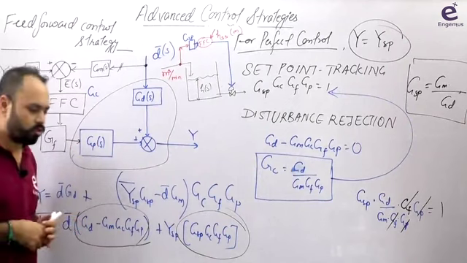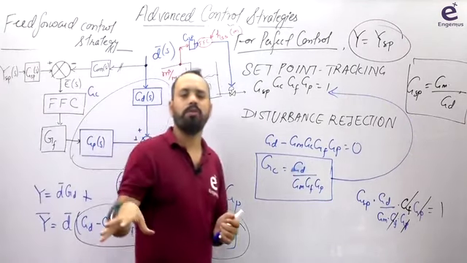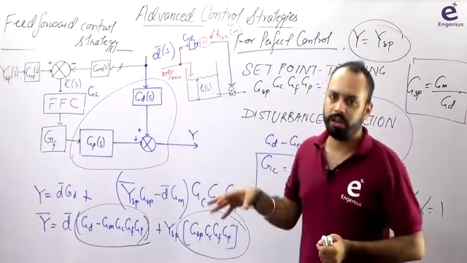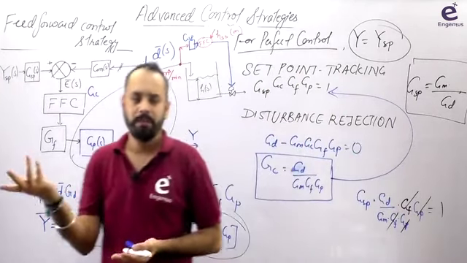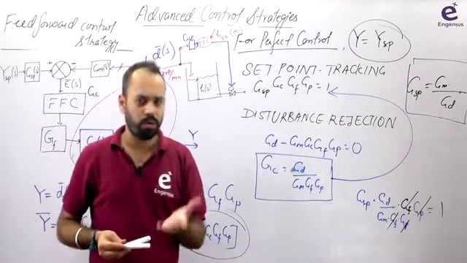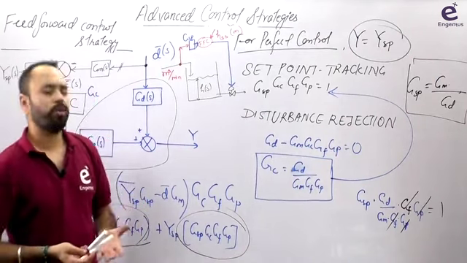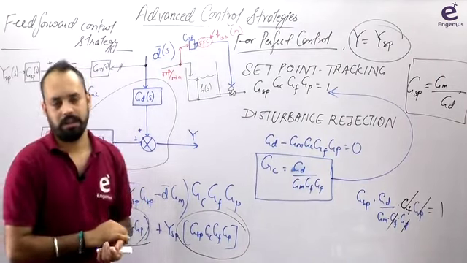If you know the process to a very high accuracy, then of course the feed forward controller won't let your controlled variable deviate, and in that case you can have perfect control. But I told you what the problem is. See, there is one more disadvantage.